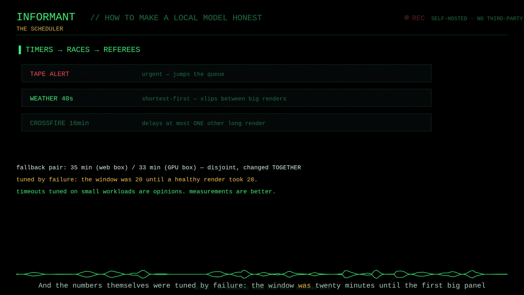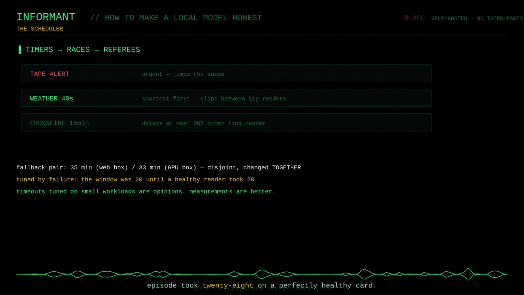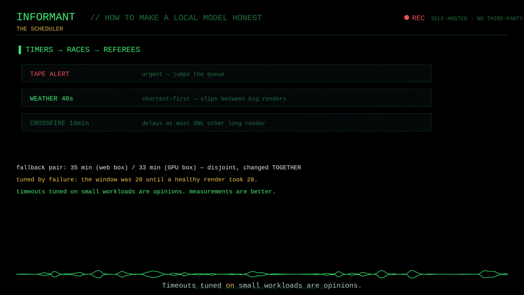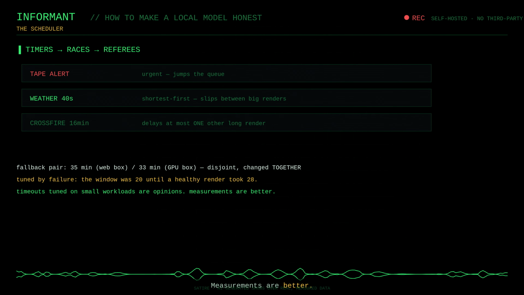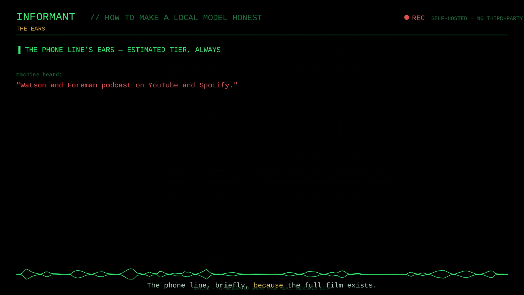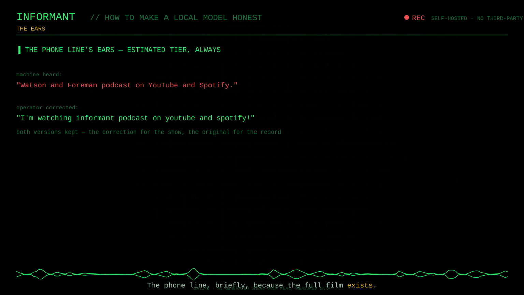And the numbers themselves were tuned by failure. The window was 20 minutes, until the first big panel episode took 28, on a perfectly healthy card. Timeouts tuned on small workloads are opinions. Measurements are better. The phone line, briefly, because the full film exists.